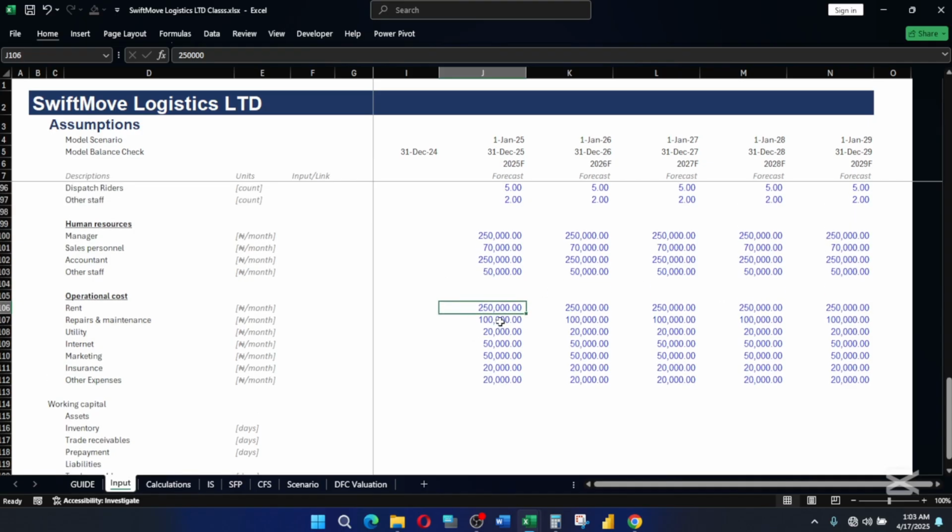Now we have repairs and maintenance. We are assuming that our repairs and maintenance is going to be 100,000 naira on a flat rate, right? Just an assumption. It may not be up to that, or it may be even higher than that. And we're saying that our utility fee is going to be 20,000 naira monthly, and we have 50,000 naira as our internet cost, that's for data and other stuff. Then we have our marketing cost. Marketing cost is also going to be, let's say, 50,000 naira monthly.